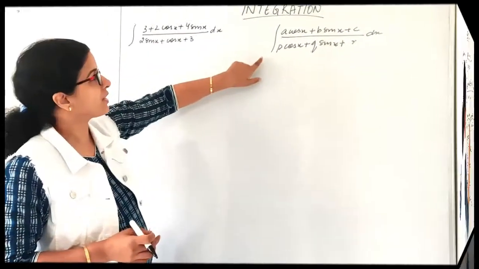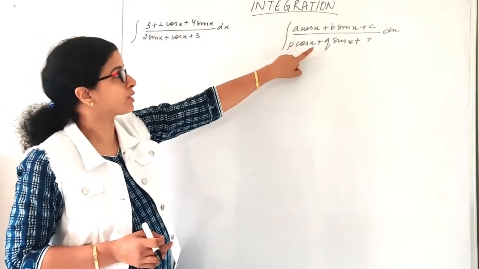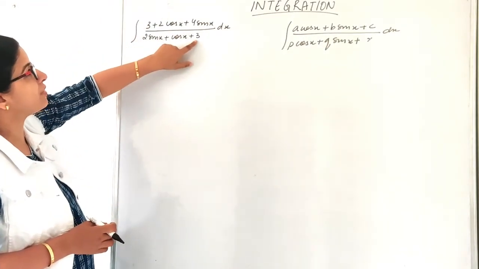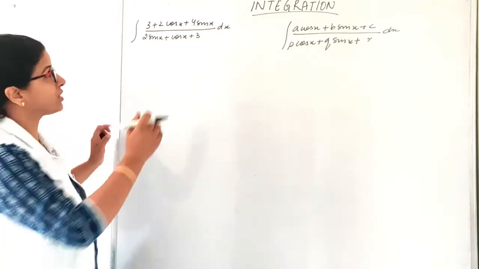So done. Now let us check this kind of integral, (a cos x + b sin x + c) upon (p cos x + q sin x + r). We'll convert our numerator in terms of the denominator, but I have an extra term over here, r and c. So what we are going to write, just check it out.